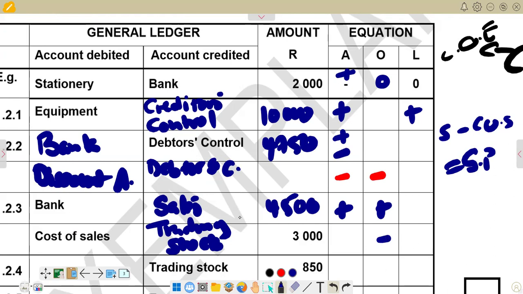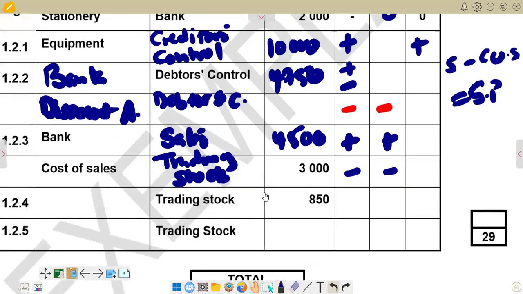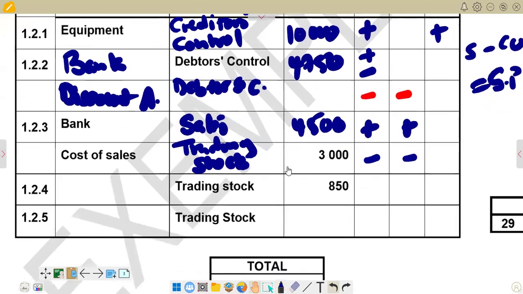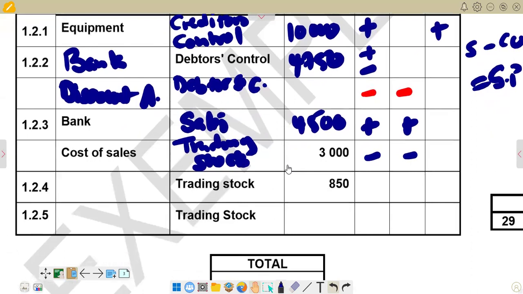Then our trading stock, we are crediting. Remember, trading stock is an asset, so when we credit it, it's a minus again. So we put a minus again on assets. So this is what we have. So we can just try to see on the next question, which is 1.2.4. Let's try to see what we have on 1.2.4.